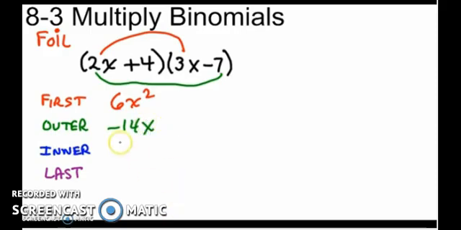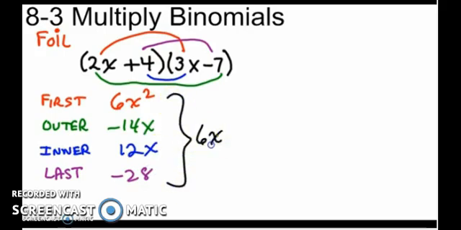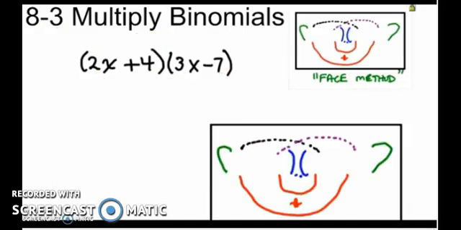And then the inner terms, the 4 times the 3x, which is 12x. And finally, the last term in the first binomial, 4, and the last term in the other binomial, negative 7. Multiplying those, we get negative 28. And again, we combine, and in the combining process, we get the same answer as we did using the other two methods. The last method is one that I've come up with that I kind of like.